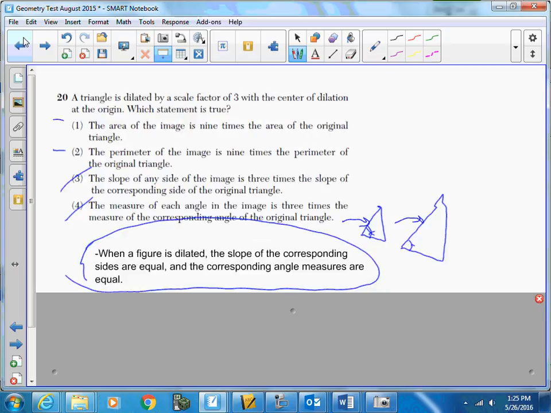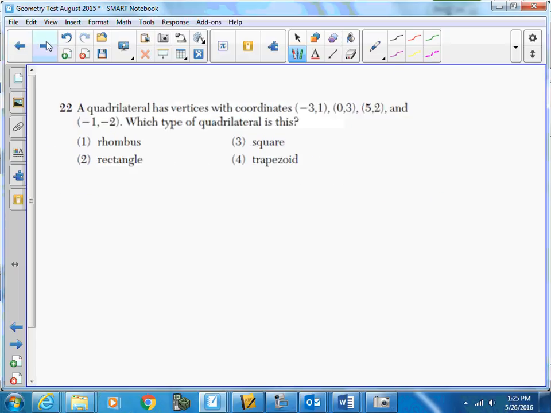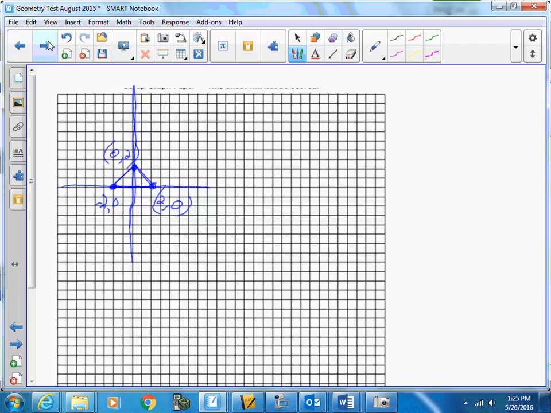So let's go back to, right, which statement is true? So if it's true, it's always got to be true, no matter what triangle you're dealing with. So if it's always true, it'll be true with the triangle I just drew, okay?